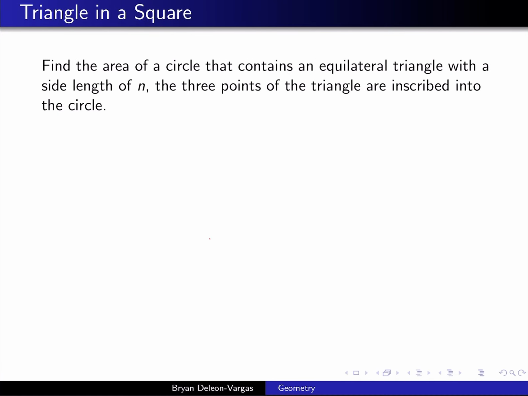Let's take a look. Today's problem is a triangle and a square. So, the problem says, find the area of a circle that contains an equilateral triangle with a side length of n. The 3 points of the triangle are inscribed into the circle.